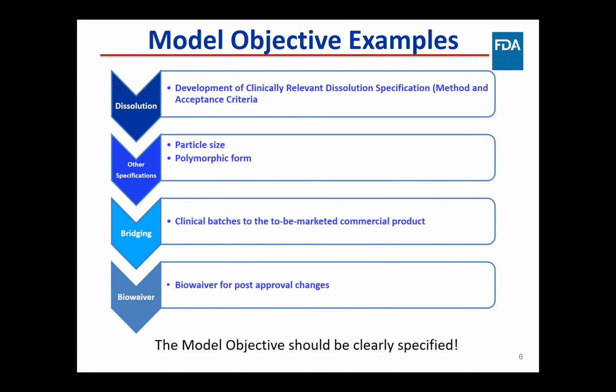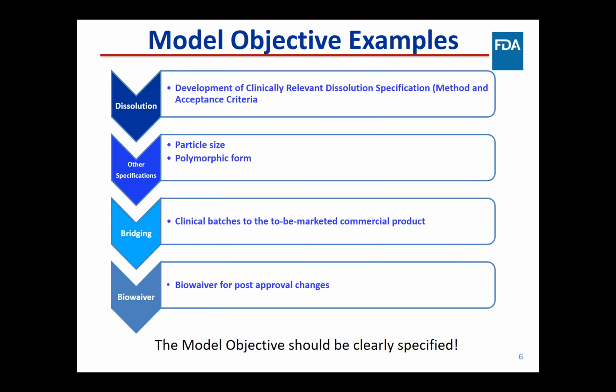Next slide, please. Here we see examples of model objective. One example is development of a clinically relevant dissolution specification, which includes dissolution method and dissolution acceptance criteria or criterion. The ideal goal is to develop a biopredictive dissolution profile, which can be used as a surrogate method for in vivo performance. We have seen PBPM is also used to widen the acceptance criterion or criteria at the FDA.